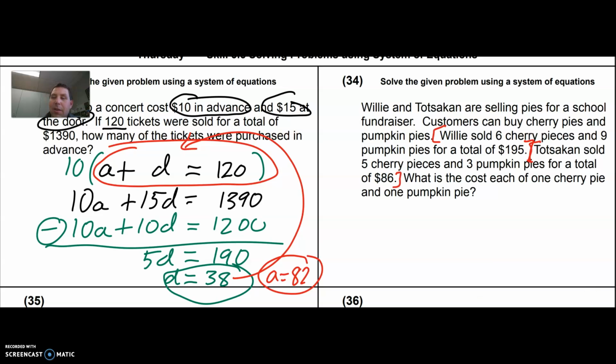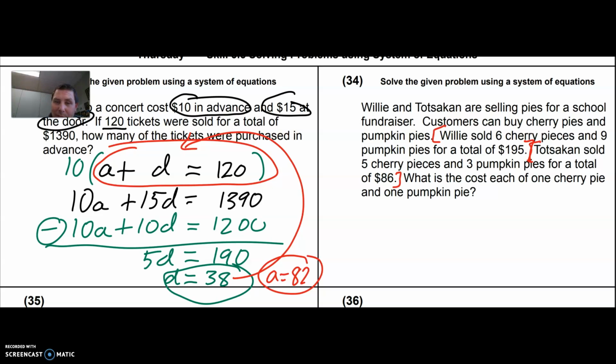What is the cost? What is the cost of each? That doesn't make sense. But what's the cost of one cherry pie and one pumpkin pie? Okay, so I need an equation that represents two people, Willie and Tusakin. So let's figure that out.